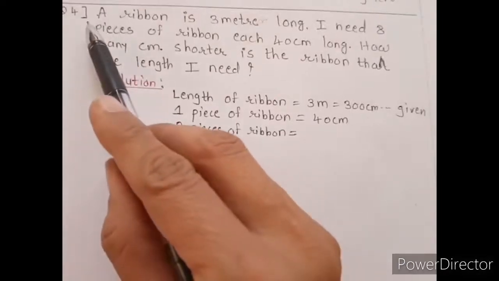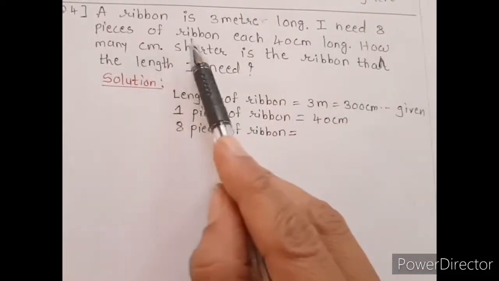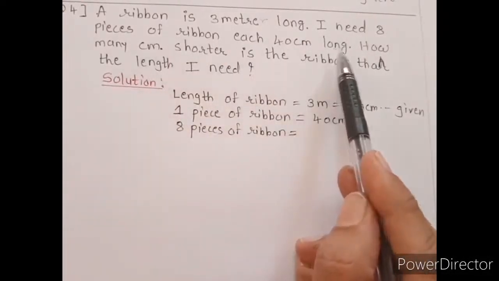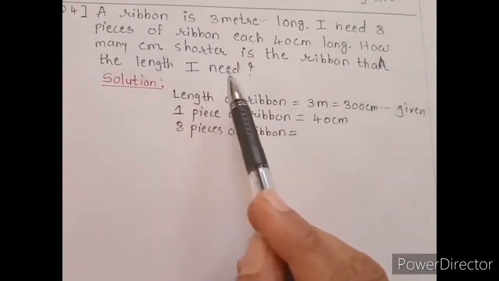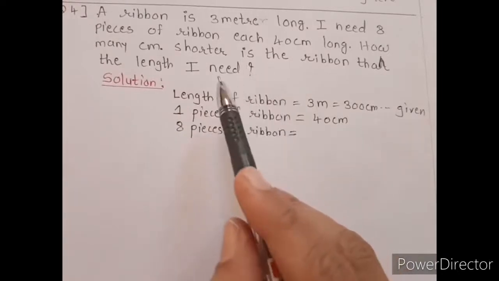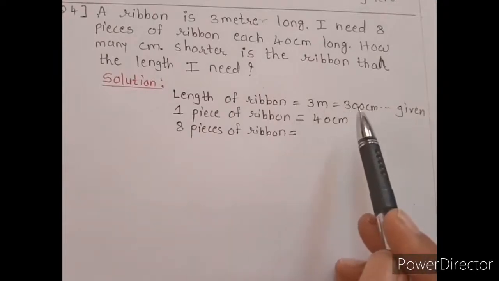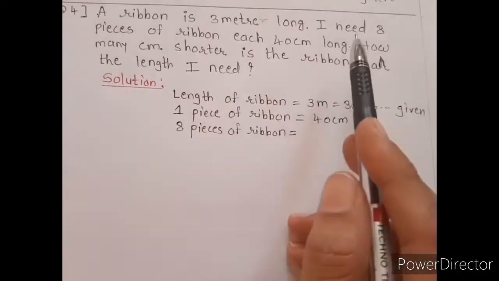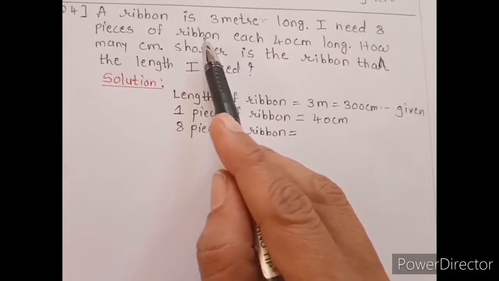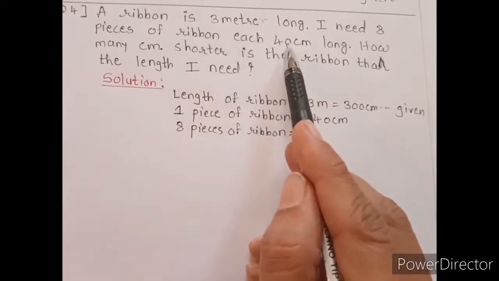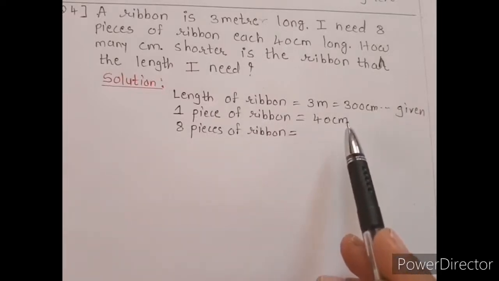Now we will solve question number 4. A ribbon is 3 meter long. I need 8 pieces of ribbon, each 40 centimeter long. How many centimeter shorter is the ribbon than the length I need? So here also length of ribbon is given 3 meter. That means 300 centimeter. And we need 8 pieces of ribbon and length of each piece we want is 40 centimeter. So here we have written one piece of ribbon is equal to 40 centimeter.